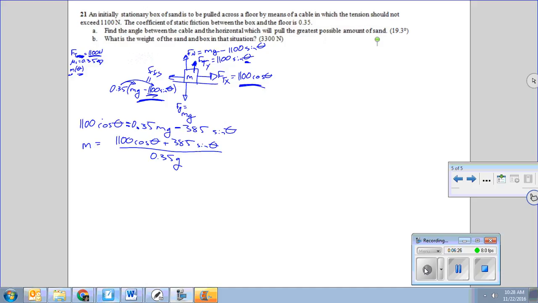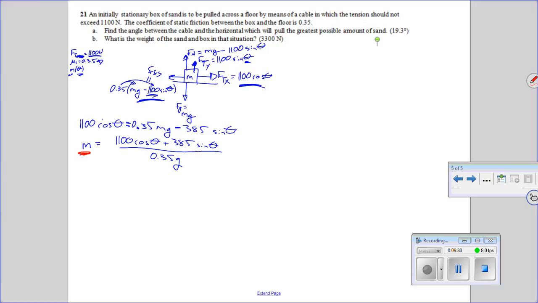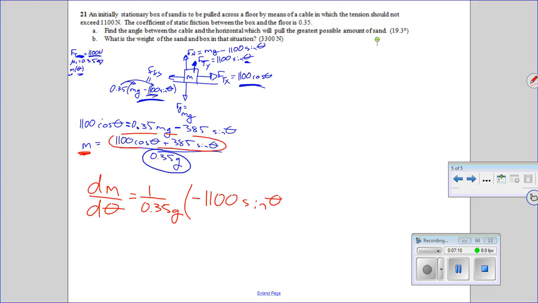okay, so now what we want to do is maximize this mass, right? So what I'm going to do is differentiate my expression for mass with respect to the angle and then set it equal to zero. This is basically a constant, so it's going to be 1 over 0.35 g times the derivative of all of this top stuff. So if you do that, the derivative of cosine is negative sine. So I'm going to get negative 1100 times the sine of theta plus the derivative of sine, which is just cosine, so plus 385 times the cosine of theta, right? And then I want to set that equal to zero.